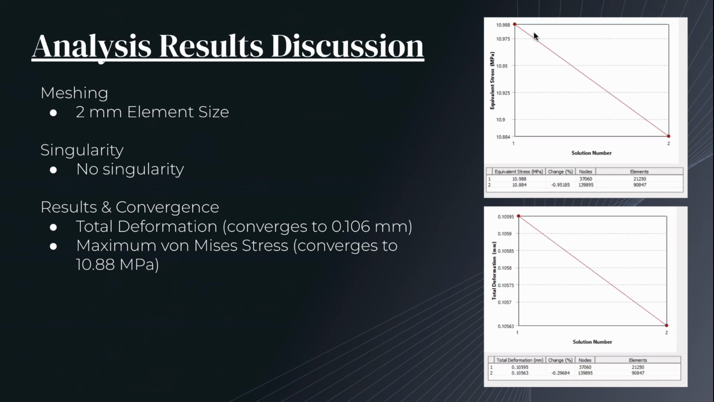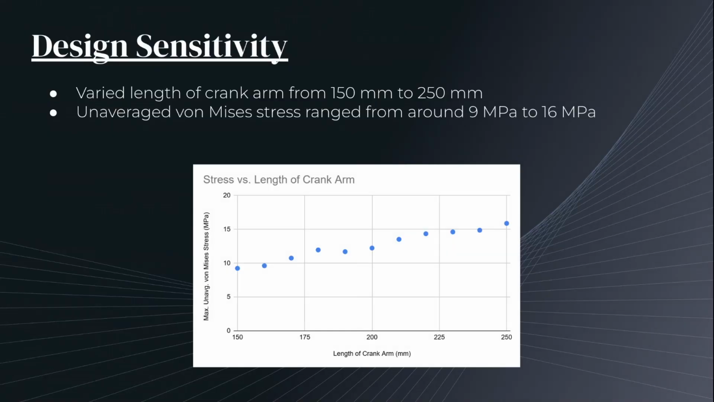As you can see from the right side, we have these two graphs, and these two graphs show the convergence of these two results. We see that they have a small change, meaning that it has reached its peak, and that's how we know that there is no singularity.